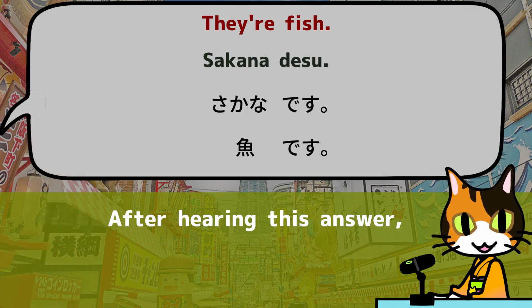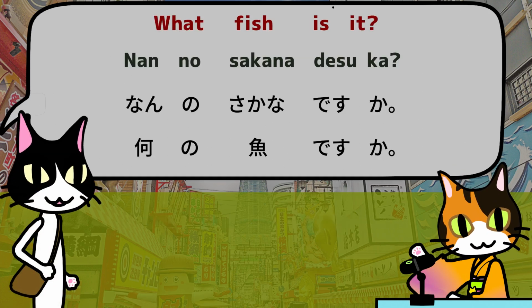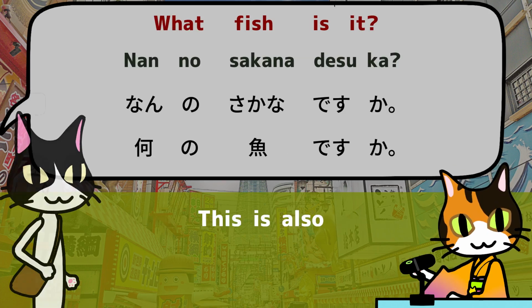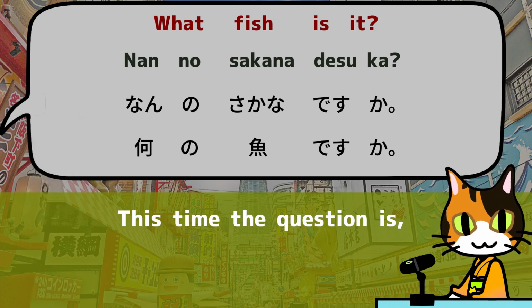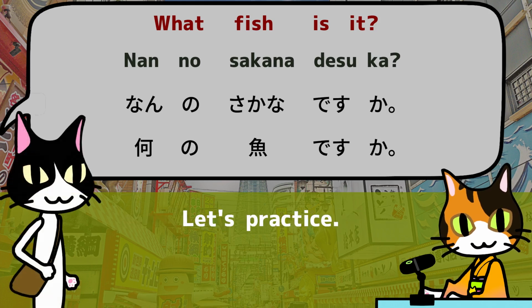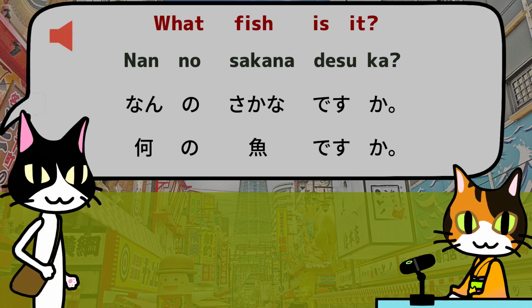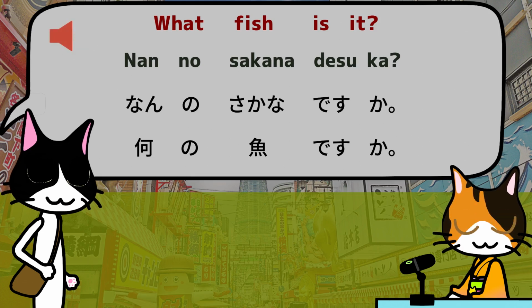After hearing this answer, the tourist asks a more specific question. 何の魚ですか? This is also the same sentence format as the previous one. This time the question is, what fish is it? Let's practice. 何の魚ですか?